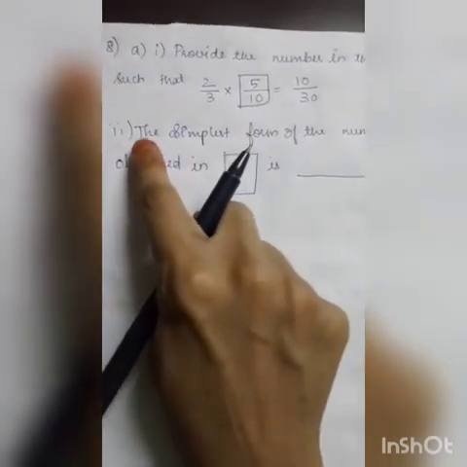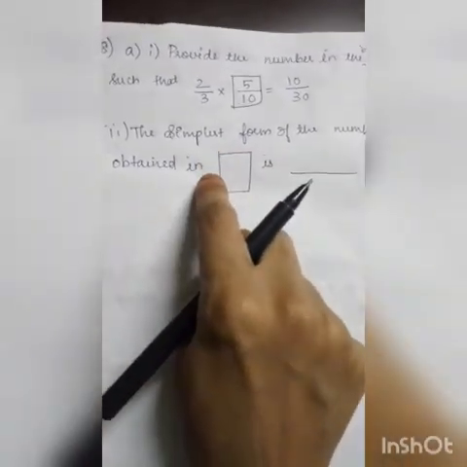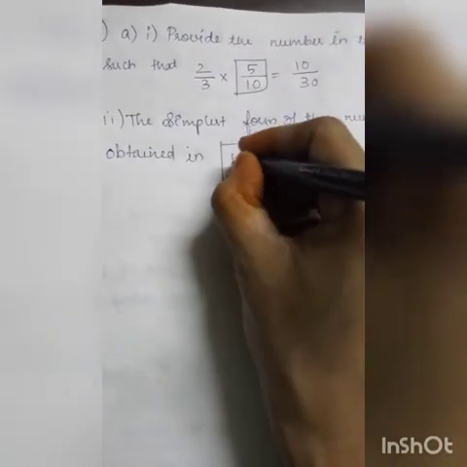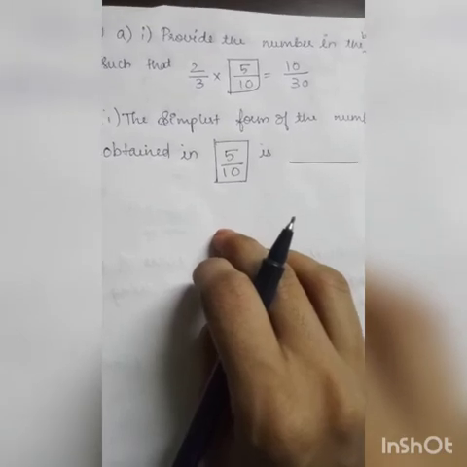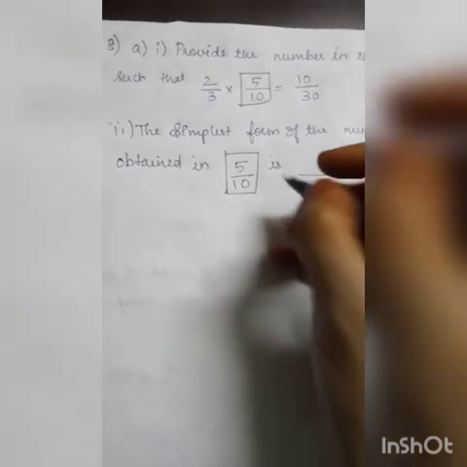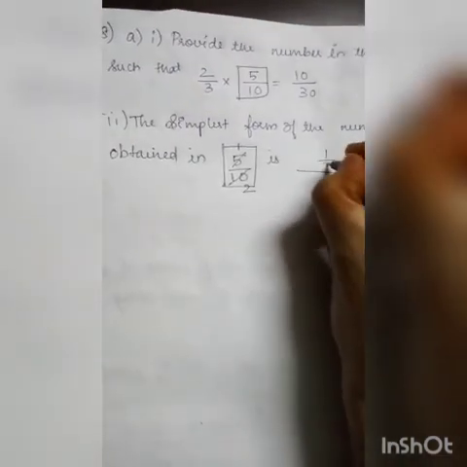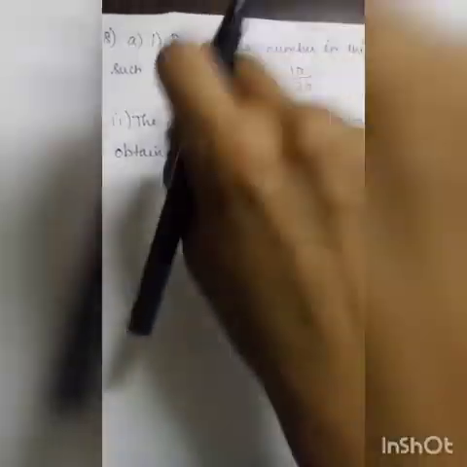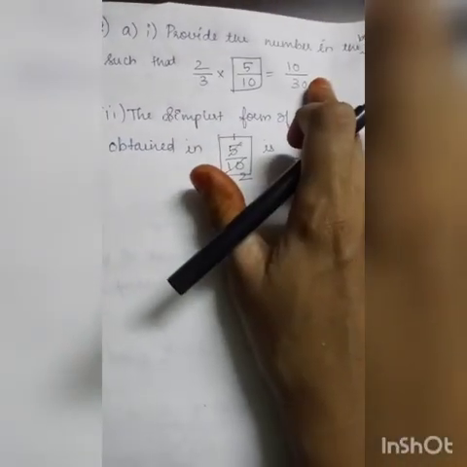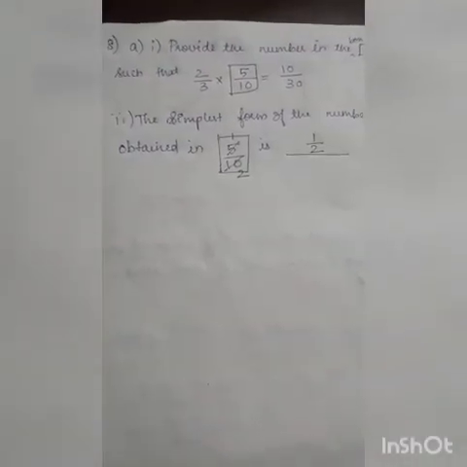Next, the second subdivision is the simplest form of the number obtained in the box. So we are going to find the simplest form for this box value. What is the box value here? 5/10. Simplest form means what? Cancellation. 5 1s are 5, 5 2s are 10. So what is the simplest form? 1/2. Understood? 1/2. You are going to guess this number, multiply, and see whether it is coming correctly or not. Then you are going to do the simplest form for this number. Understood? B question is your homework.